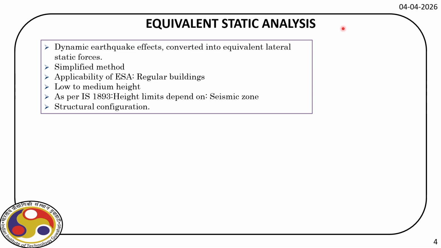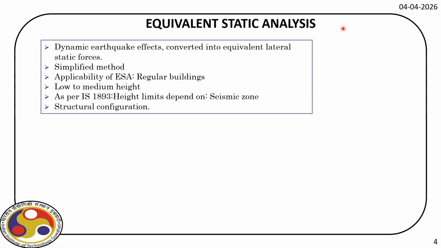Now, this method of equivalent static analysis is applicable for regular buildings. We have an academic complex, and here we can easily adapt this method. And of course, for a low to medium height building, again in our case, we have a two-storied building, and the total height is 8 meters with parapet wall and the other structure at the rooftop. It will not go beyond roughly say 10 to 11 meters.